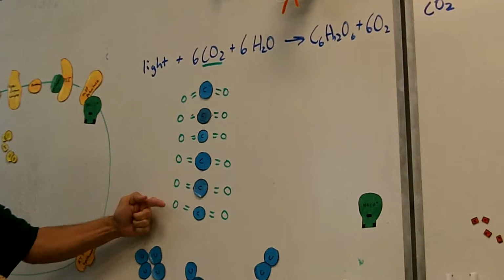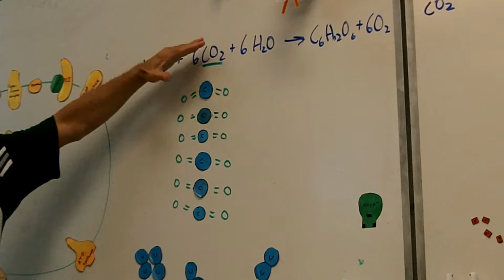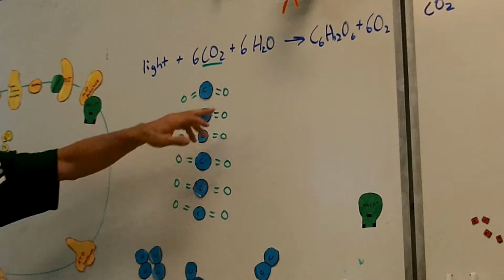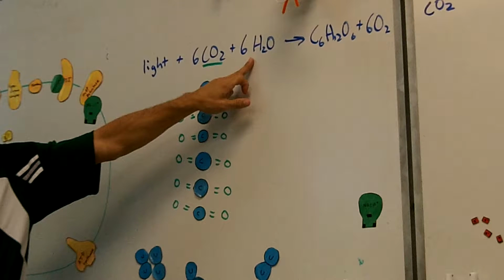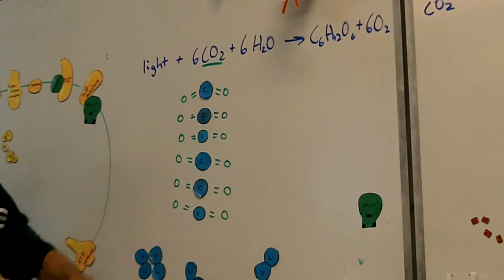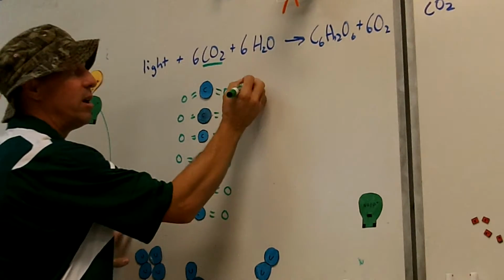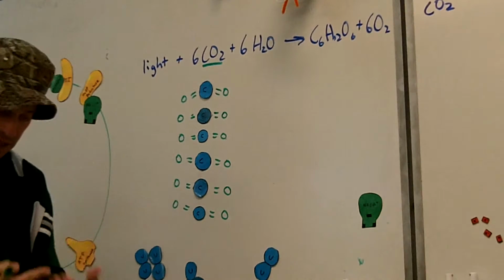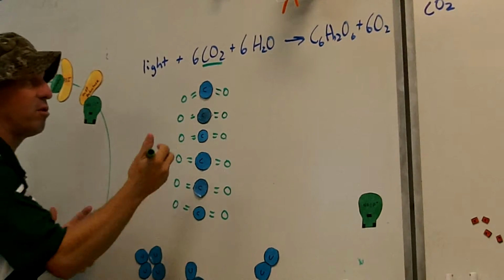Six carbon dioxide. So plants use light and carbon dioxide, which is from the air. And what is this right here? Water. Where does water come from? Hydrogen and oxygen. Water comes from the ground. And it rains. It rains, it gets on the ground, and the plants suck it up through their roots.